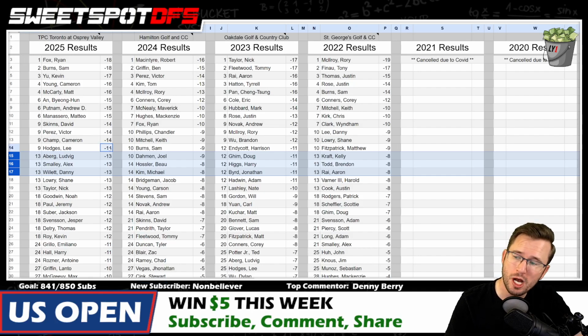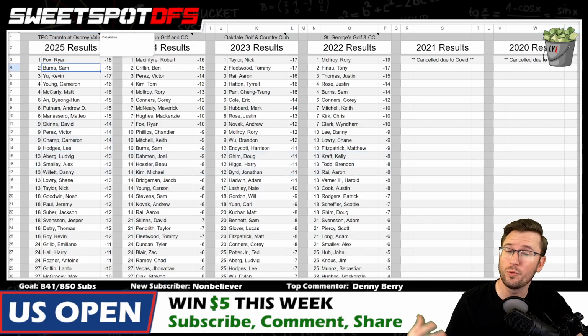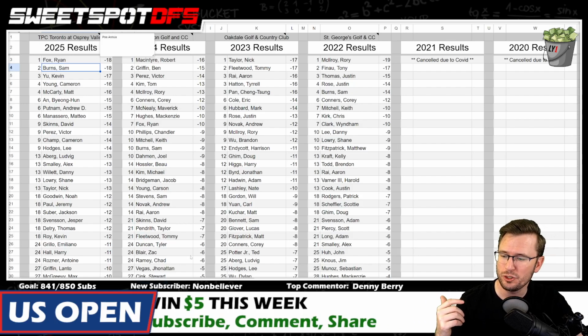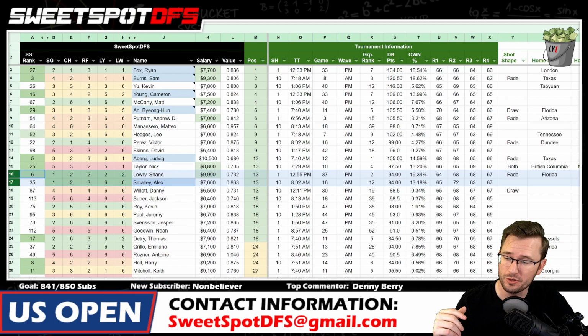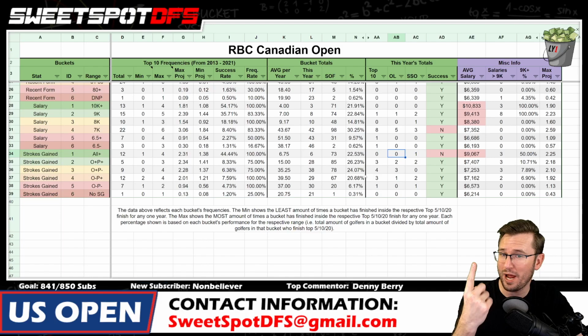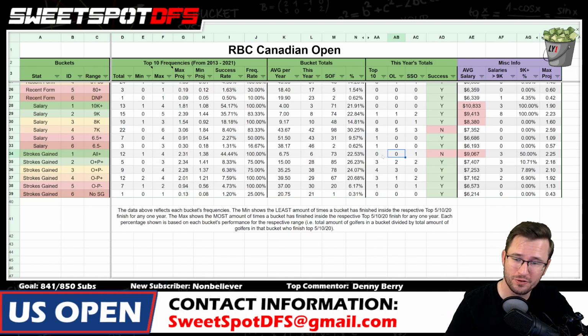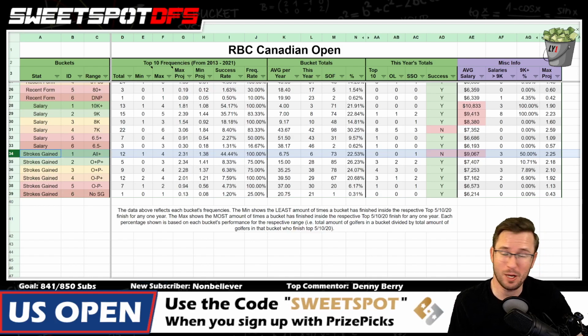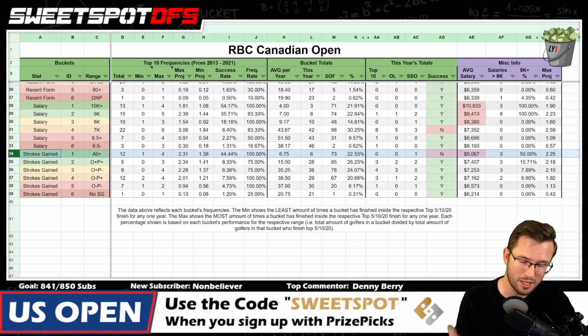So they were 1 shot away from being inside the top 10, where that bucket would have been accurately projected to have the appropriate amount of golfers inside the top 10. 1 shot away for 2 of those golfers. I just needed 1 of them to finish inside the top 10, and this bucket would have been successful. So one shot between 2 golfers. That was it. And that's why this bucket was unsuccessful.